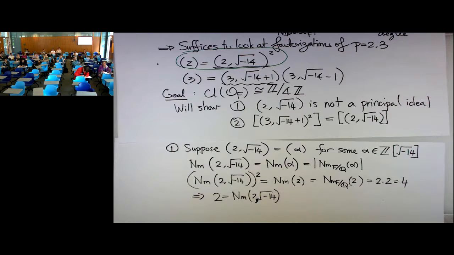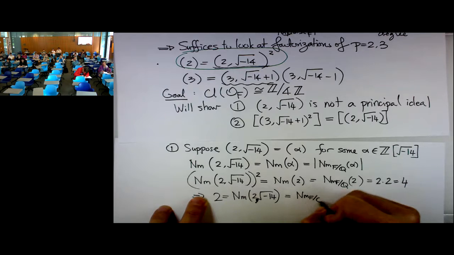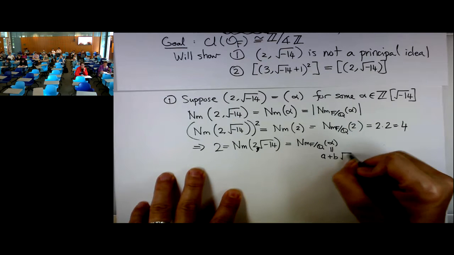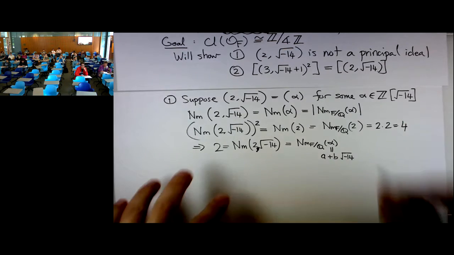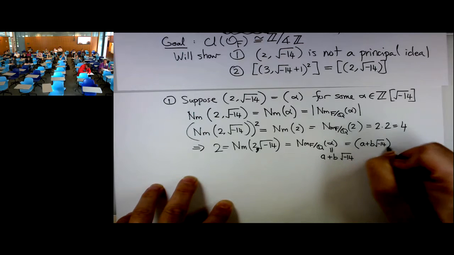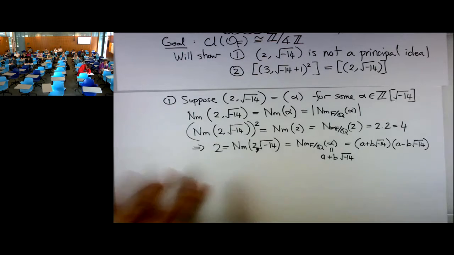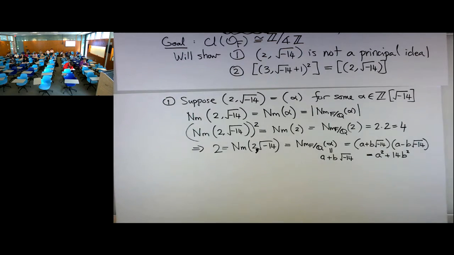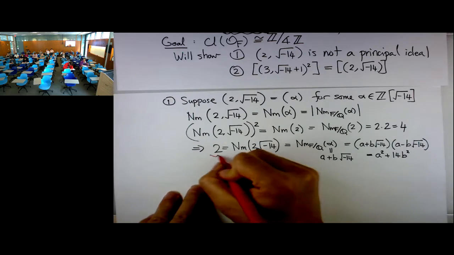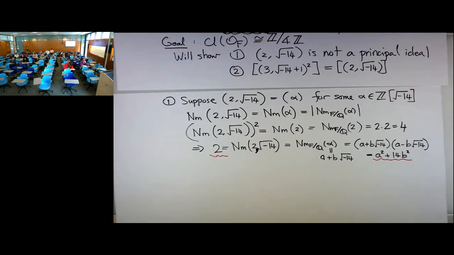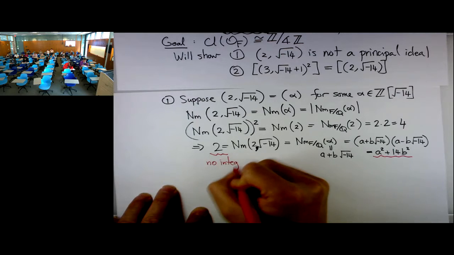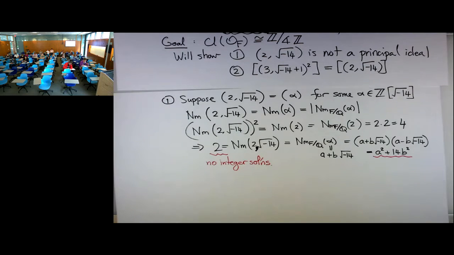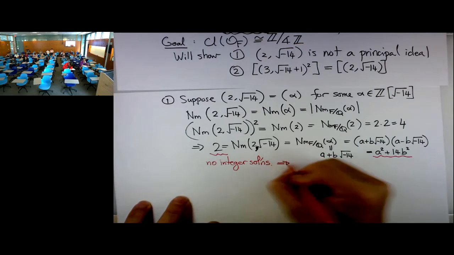On the other hand, this equals the actual norm of this alpha. Let's assume alpha looks like a plus b times root of negative 14. Then if you take the norm, it's a plus b root of negative 14 times its complex conjugate, which is a squared plus 14b squared. Now you have an equation 2 equals a squared plus 14b squared. There's no integer solution. 2 is not a square plus 14 times another square, obviously. No solution, so that implies that this ideal is not principal.